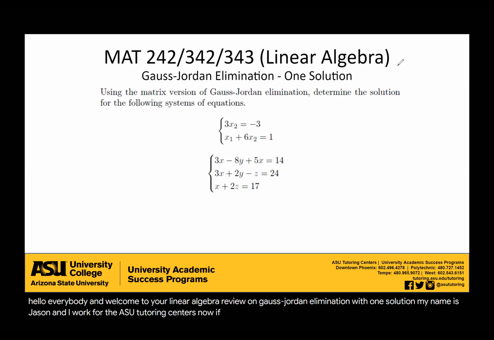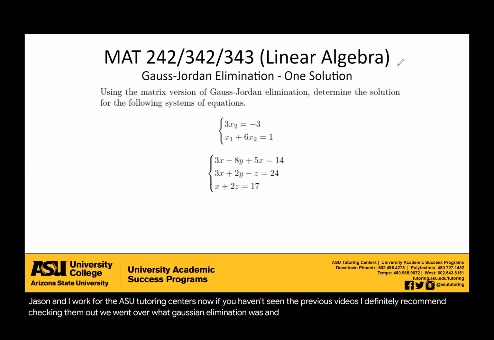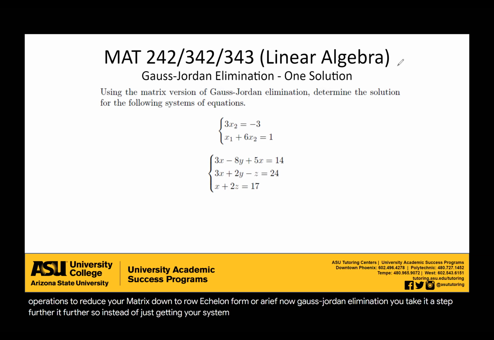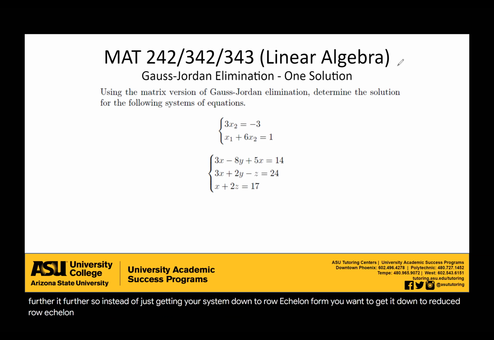Now, if you haven't seen the previous videos, I definitely recommend checking them out. We went over what Gaussian elimination was, and the goal of Gaussian elimination is to use row operations to reduce your matrix down to row echelon form, or REF. Now, Gauss-Jordan elimination, you take it a step further. So instead of just getting your system down to row echelon form, you want to get it down to reduced row echelon form, or RREF.